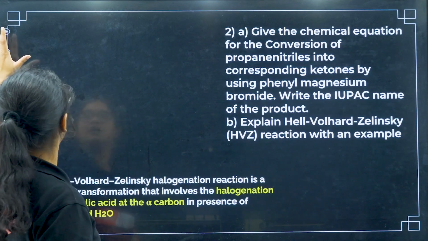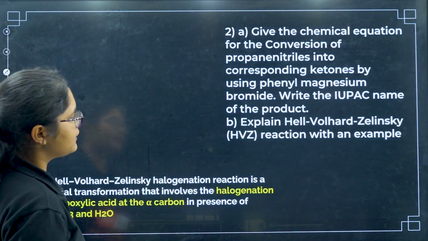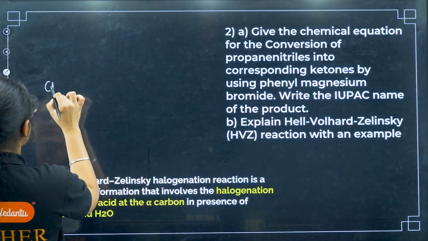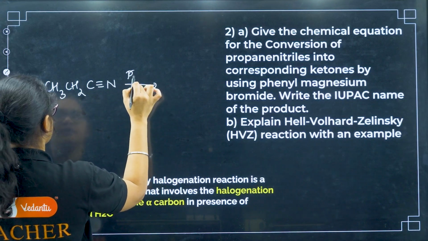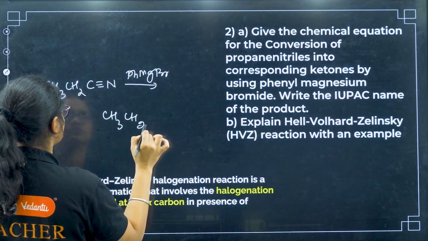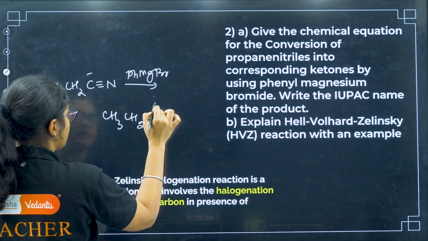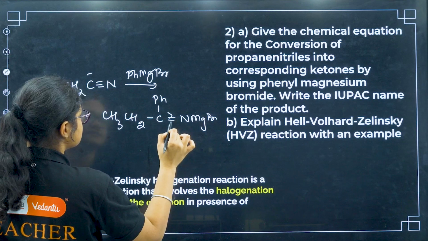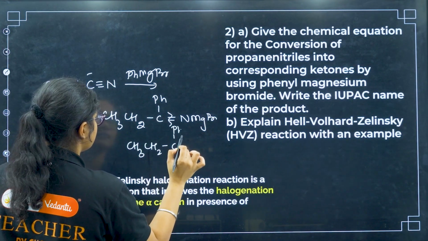Okay. Next you have here, one second, propane nitrile with phenyl magnesium bromide, that you can write down the reaction. Propane nitrile, CH3 CH2 C triple bond N, and then you have PhMgBr, right? Then you will have CH3 CH2 C, here I will get Ph and here I will get NMgBr. Then if I do hydrolysis, this one will get converted to CH3 CH2 C Ph double bond O.